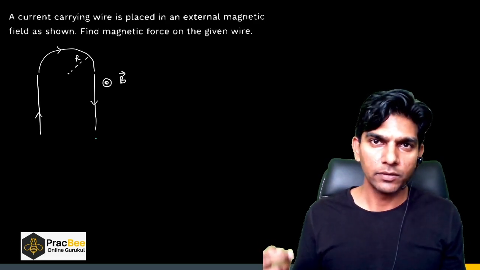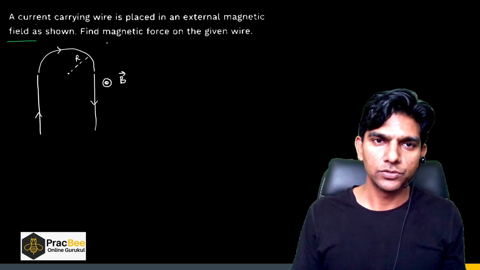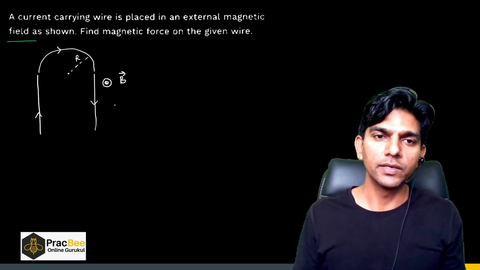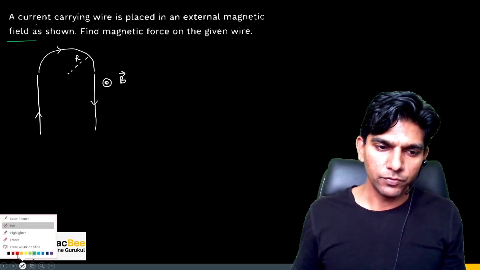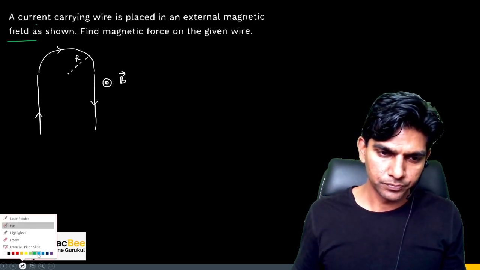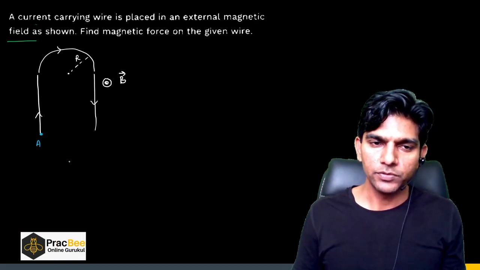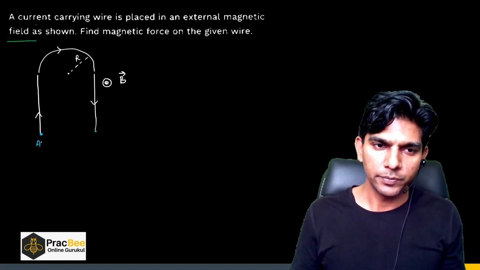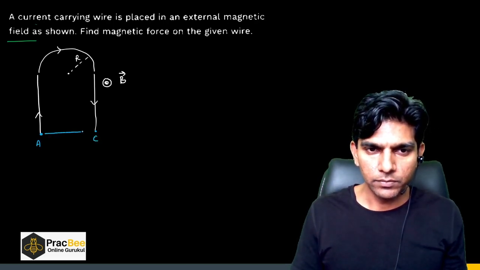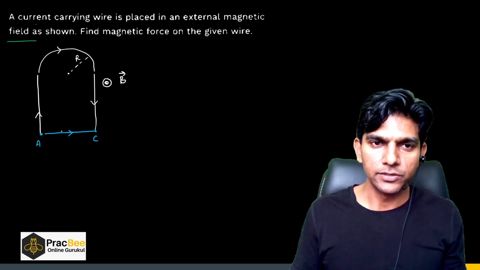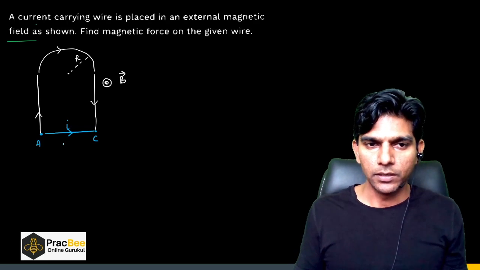a current carrying conductor in magnetic field. A current carrying wire is placed in external magnetic field, as shown. Find the magnetic force on the given wire. So we have to find the magnetic force. Since the magnetic field is uniform, this is the starting point of the current and this is the end point of the current. Let me take it as A and this point as C. So if I join these 2 points like this and assume that the current is I in this particular straight wire. Now what is the force?